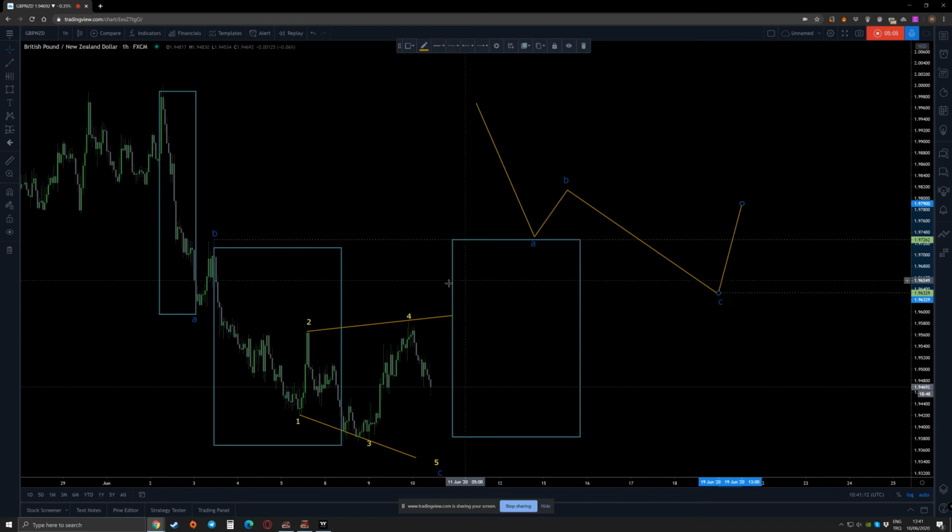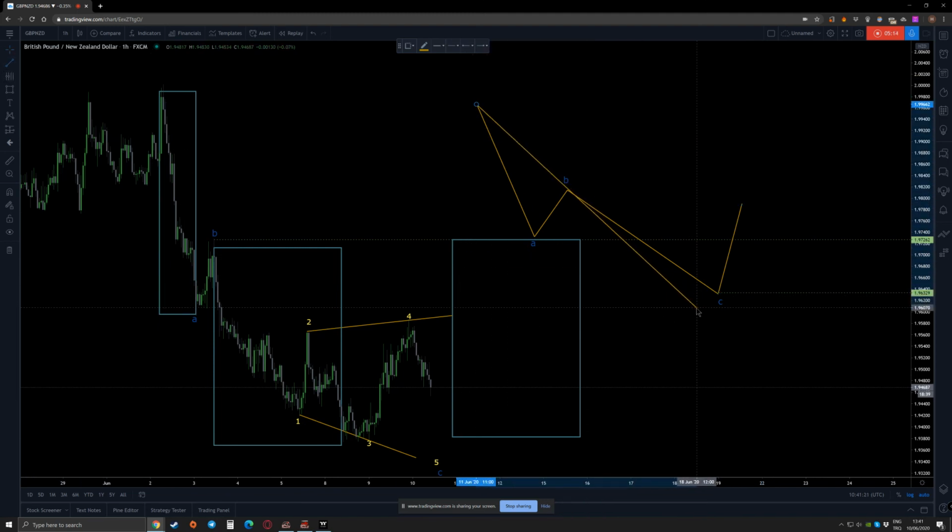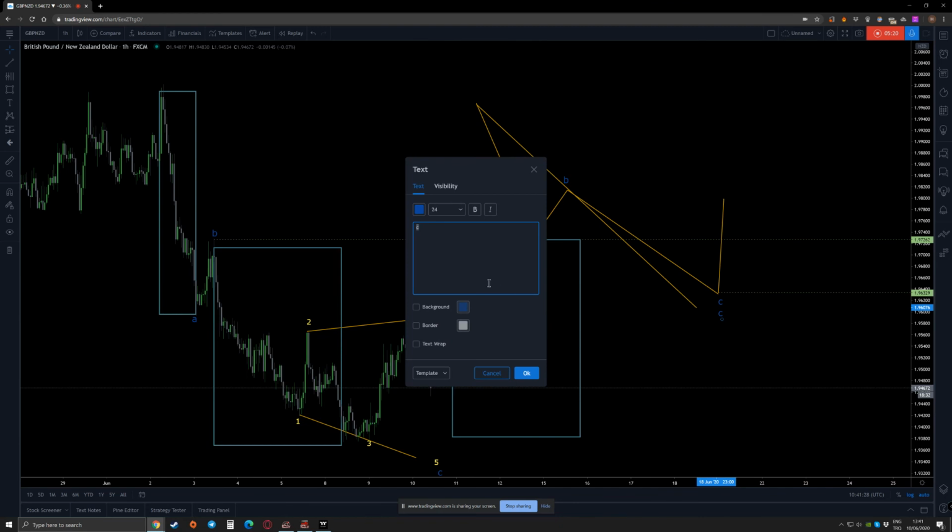Also, in a lower degree, if this ABC is done, it means that it will probably be not a complex correction, but a simple correction. It means that after this ABC is done, we will probably end a corrective wave. It can be A, it can be B, it can be a second wave, it can be a fourth wave, and so on. It can be an X wave, it can be any type of triangle, A, B, C, D, E. So don't forget this.